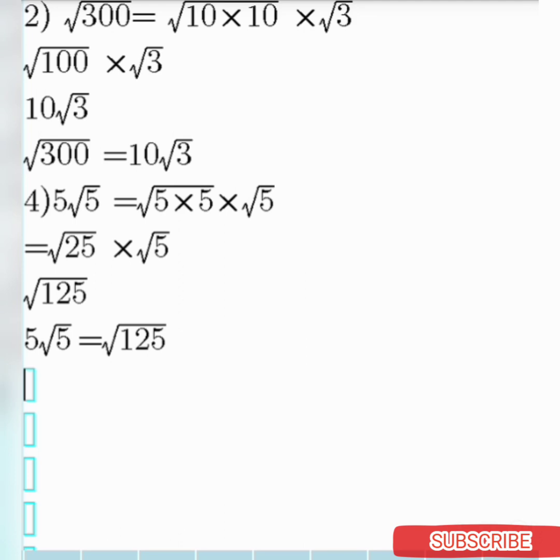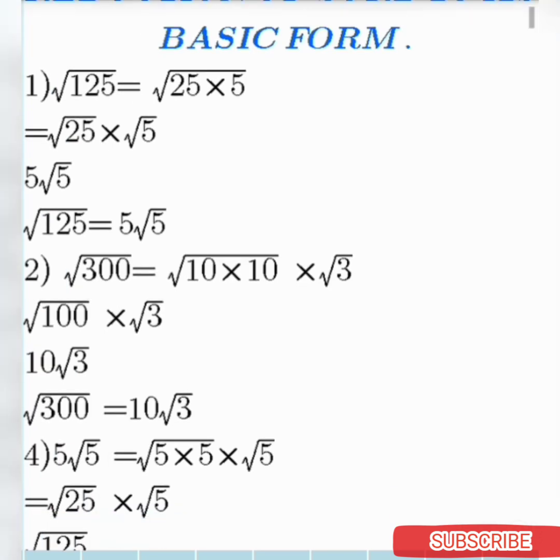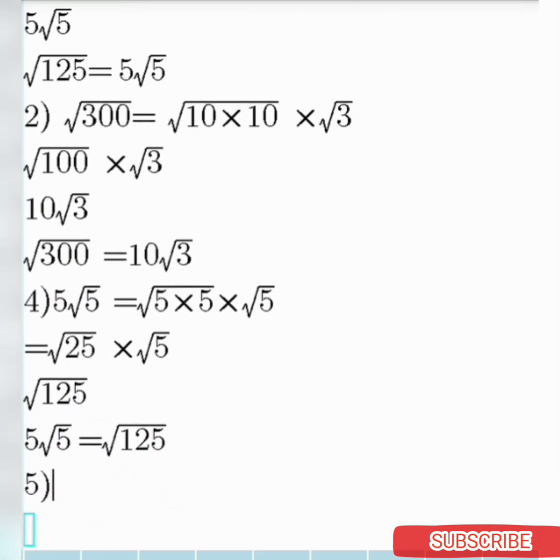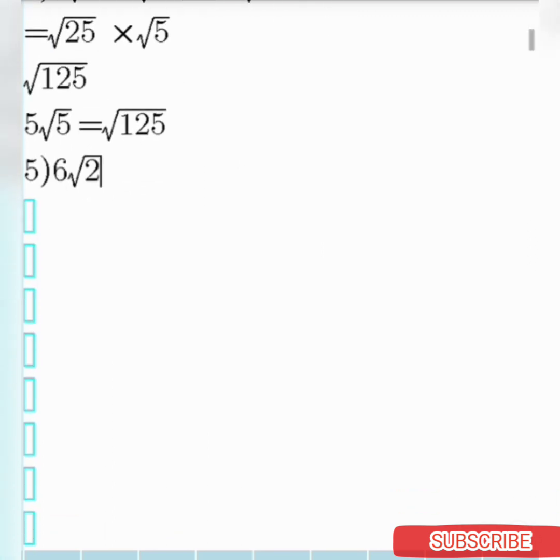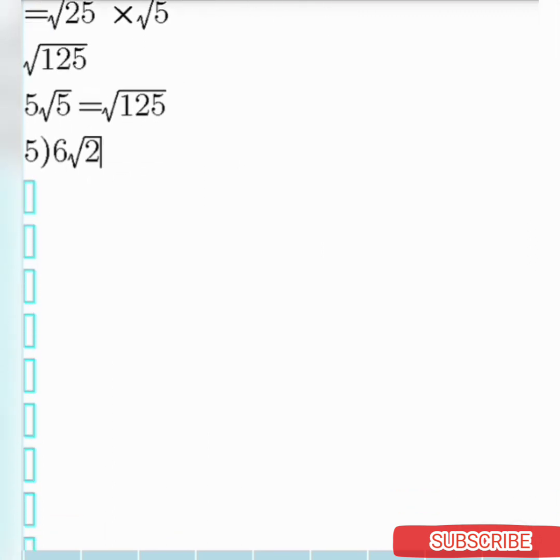Okay, let's get to question number 5. In question number 5, we are given 6 root 2. If you are given 6 root 2, what are you expected to solve? Like I said initially, the only thing you are required to do here is to take the 6 and put it in root form to make it look nice. You only do that.